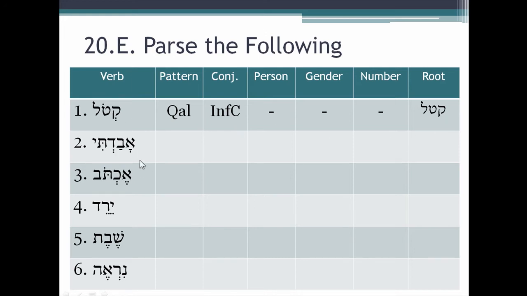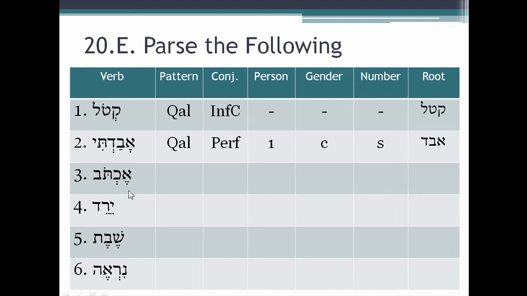Next one, avad ti. Does it have a prefix? Actually, I should have asked that question up here. Does it have a prefix? No. Look, do this one. Does it have a prefix? No. Okay, so it's not an imperfect. The ending T tells us loud and clear that we have a kal perfect, first common singular from avad. The T ending is the dead giveaway.